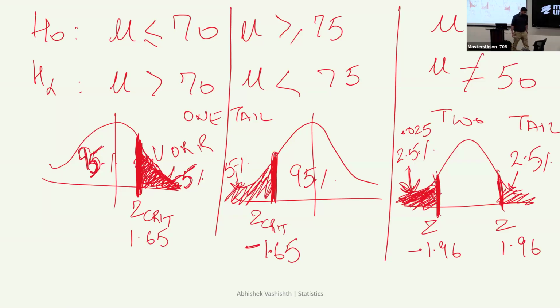So this Z critical value is telling me that if you feature beyond this Z value, I will reject. And I am giving you a tolerance. See, you claimed 70, your claim was 70.